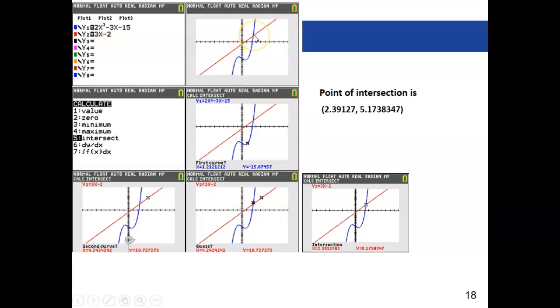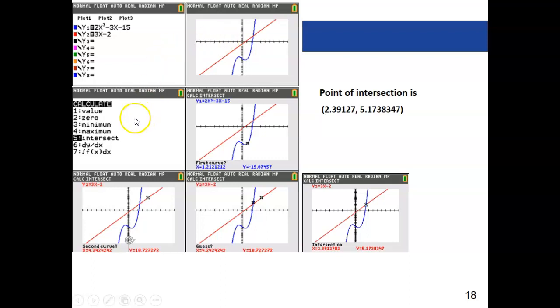It is not enough to use your trace key and trace over to that point. You have to go through this process. That's true for finding the x-intercepts, and it's true for finding the points of intersection, and also for the maximums and minimums. The trace key will not be accurate enough for these answers.